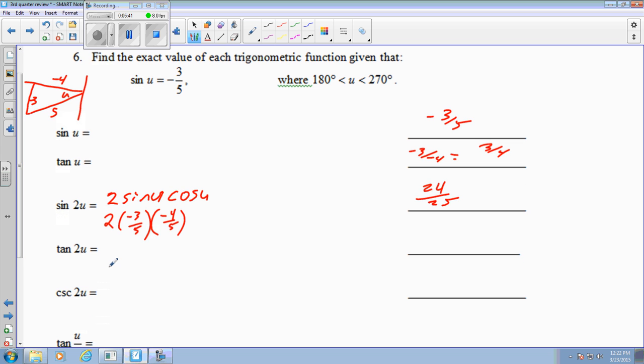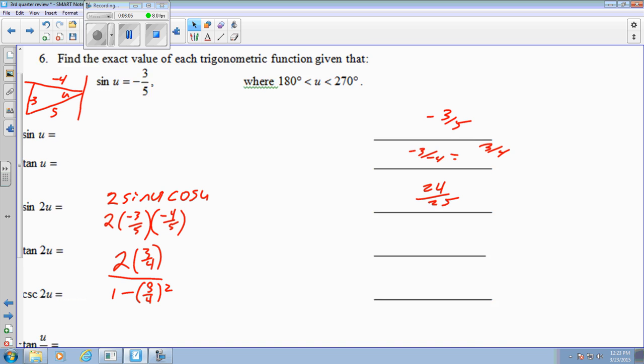Down here, I'm going to do the tangent of 2u. If I go to my double angle formula, that says that I'm going to be putting in 2 times the tangent, which is 3/4. And that's divided by 1 minus the 3/4 squared.